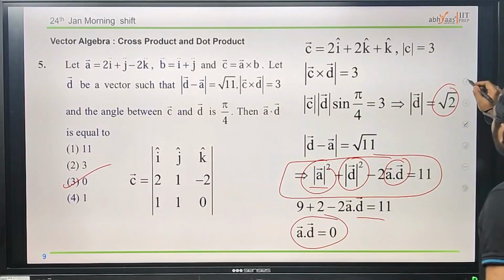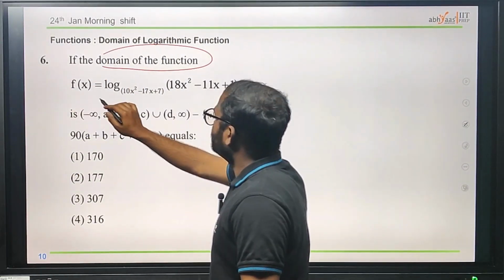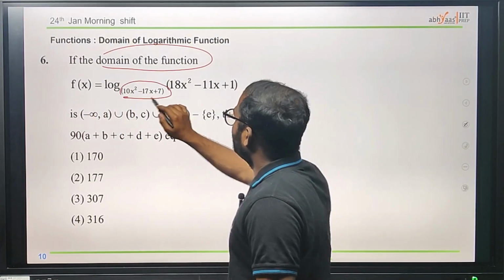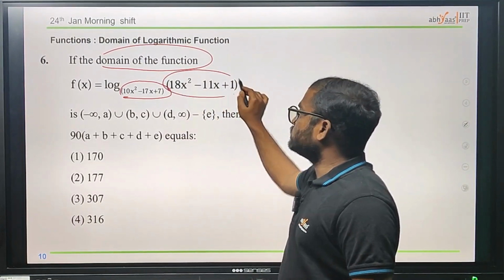You can do this. Now come to the next question, on the basis of the domain of the function. If you observe, this is logarithm based. It must be greater than 1, or this must also be checked to be greater than 0.